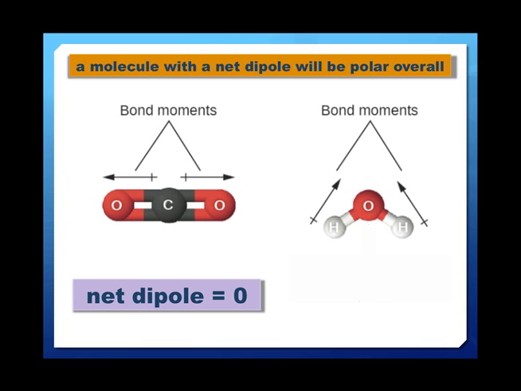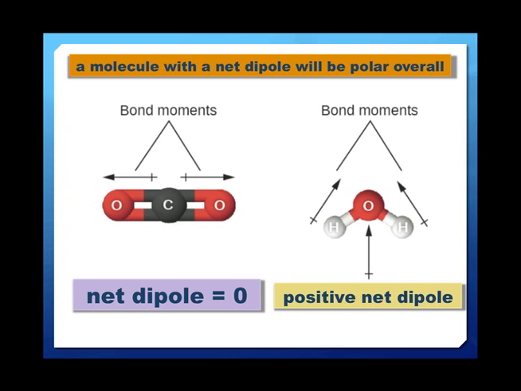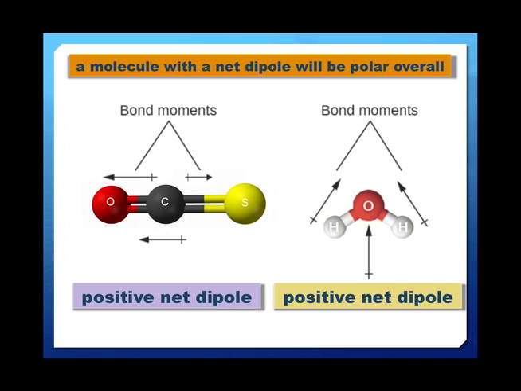Water has a bent molecular structure due to the lone pairs on the oxygen atom. So the individual bond dipole moments point slightly in the same direction. That means when we add them together, there will be a net dipole moment, and therefore water is a polar molecule. If we replace an oxygen atom on CO2 with a sulfur atom, it will become polar because the C=S bond has a weaker dipole than the C=O bond, so the net dipole will be slightly to the left.